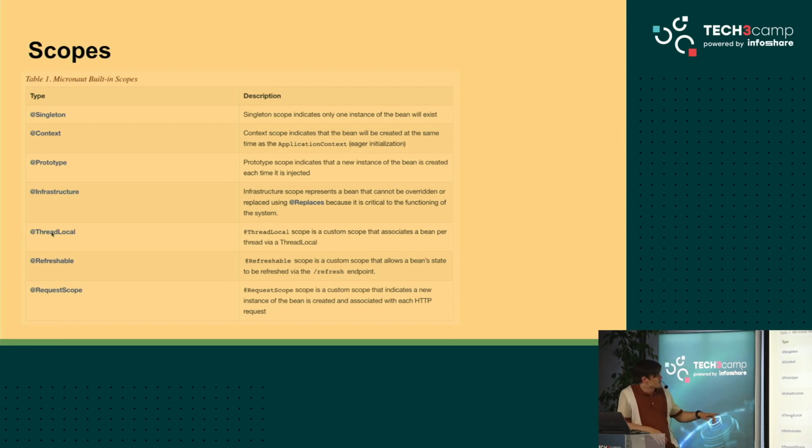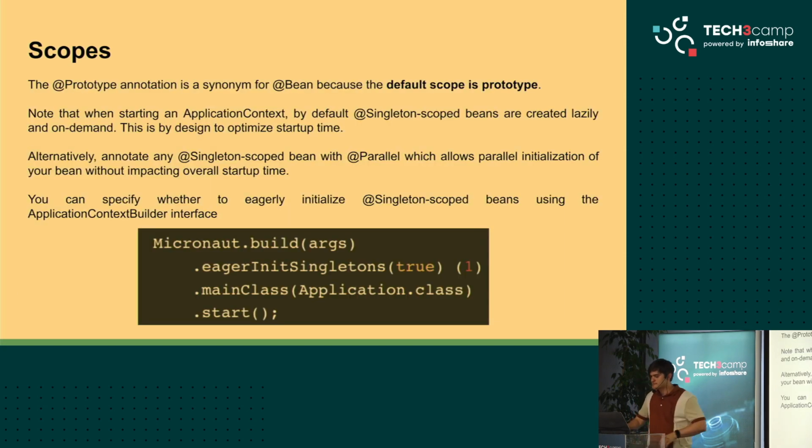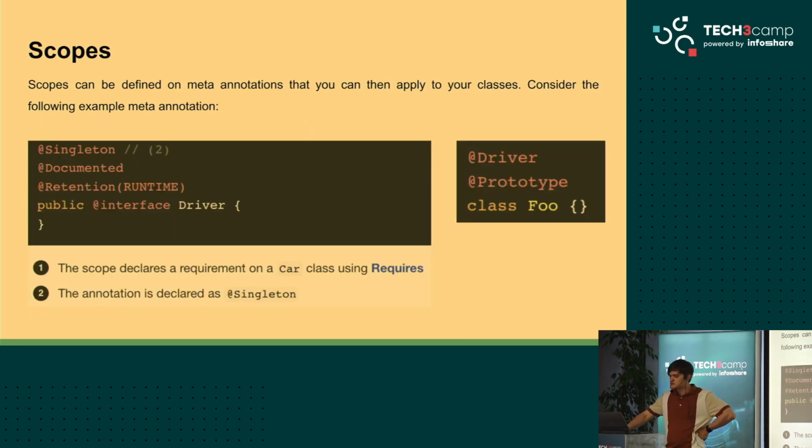Other ones, like refreshable, are for serverless. So if you have some kind of application that works on AWS or Google Cloud or Azure, I guess this scope was provided basically for those purposes. Yeah, the default scope is prototype, and as I mentioned about annotation processing, as you can see here, Foo, we have an annotation driver here, and if we annotate this Foo with it, it has singleton scope, and if you try to override it with prototype, it won't work.